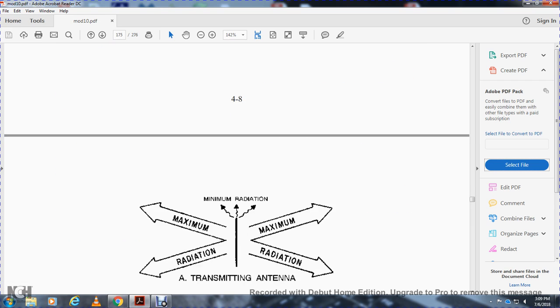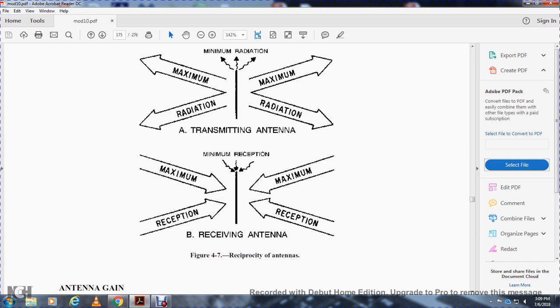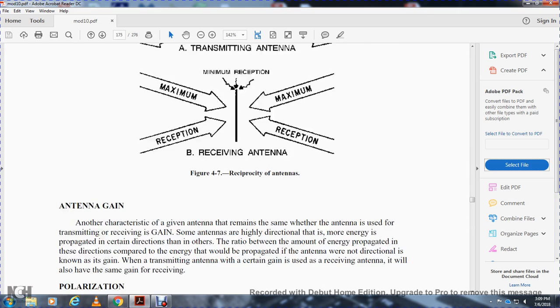A transmitting antenna: minimum radiation, maximum radiation. A receiving antenna: maximum reception, minimum reception.